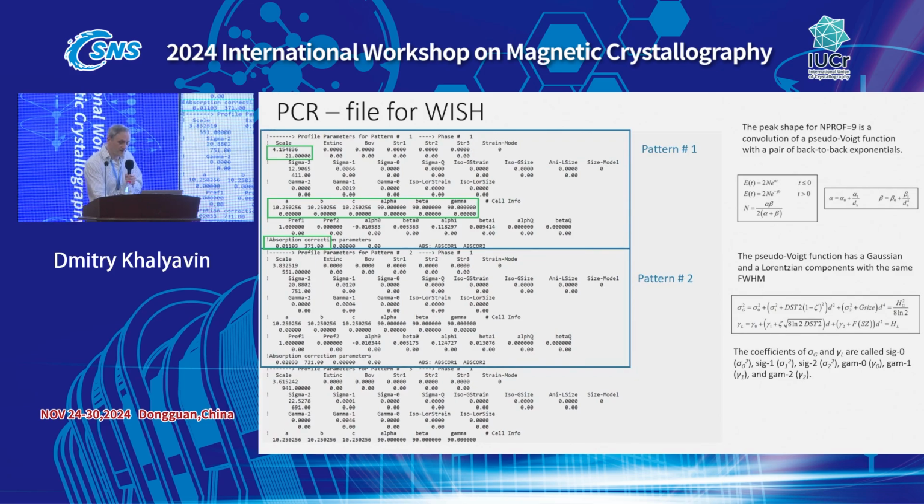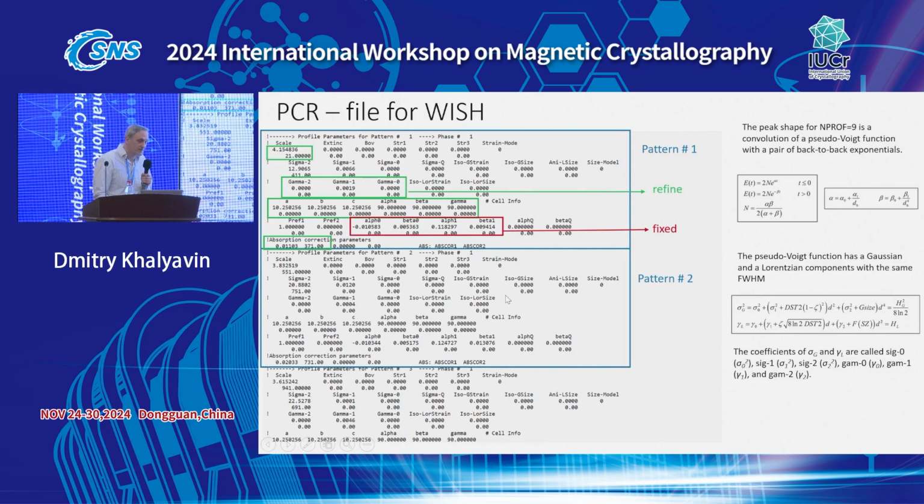So practically, you don't refine these exponential parameters. It's alpha 0, beta 0, alpha 1, beta 1. You just keep them as preset in the example, in the template. So keep them constant. Don't refine them. While other parameters related to the pseudo-Voigt, to the Lorentzian and Gaussian components, you can refine. So this is sigma 0, sigma 1, gamma 0, gamma 1.